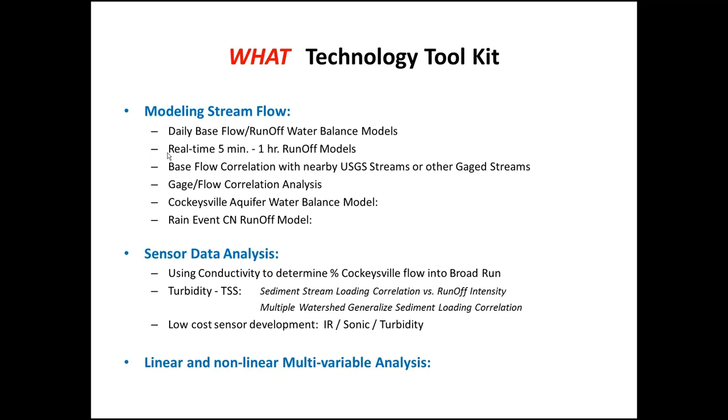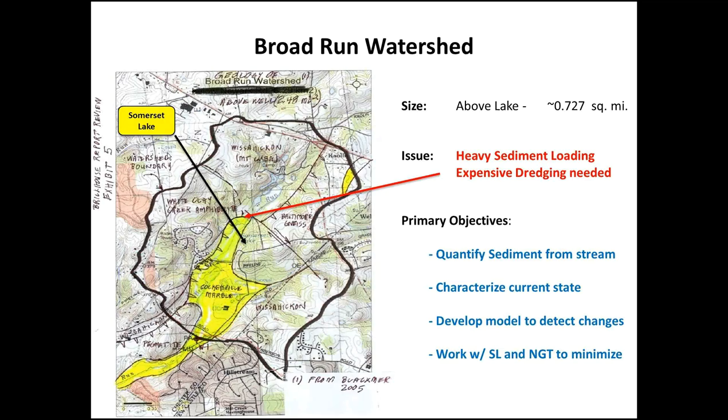The example I'll use is the Broad Run Watershed, and this is a watershed that focuses on here at Somerset Lake, and it's around 28 acres. And then there's housing developments around this, of course. And so this is a kind of a premium housing area, if you will. And the issue is in the northern part of the watershed, which is, let's say nominally a little over 1 square mile, is contributing a fair amount of sediment into the lake.